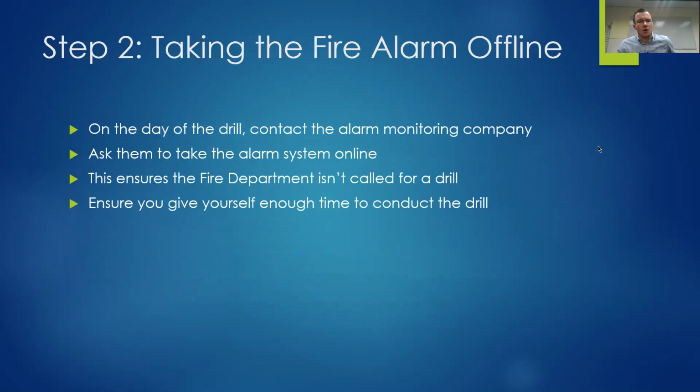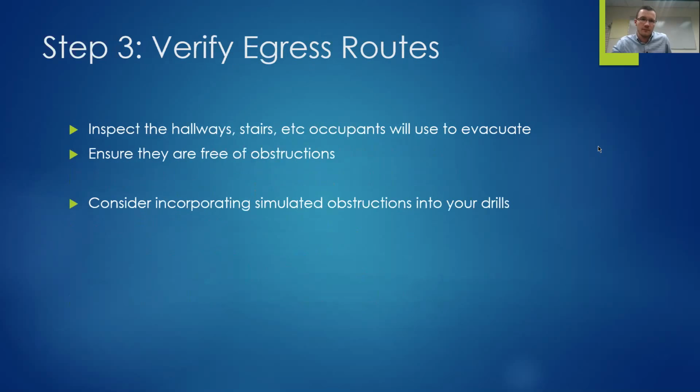So you're going to call the alarm monitoring company. You're going to ask them to take the system offline. This ensures the fire department isn't called for a drill, and when you tell them to take the system offline, make sure you give yourself enough time to conduct the drill. So normally we'll have them take it offline for a full hour or even a full 2 hours, just to make sure that we have time to trigger the alarm, evacuate the building, get everyone back in the building, reset the alarm, and then call the alarm company back.